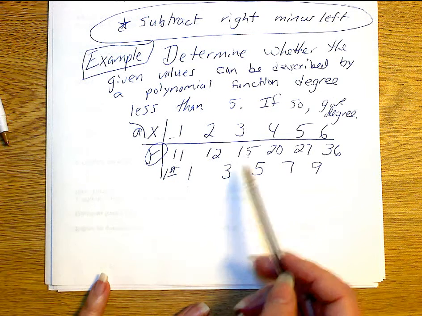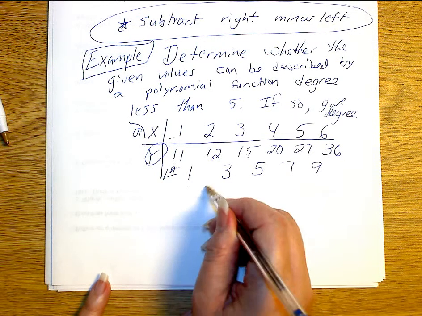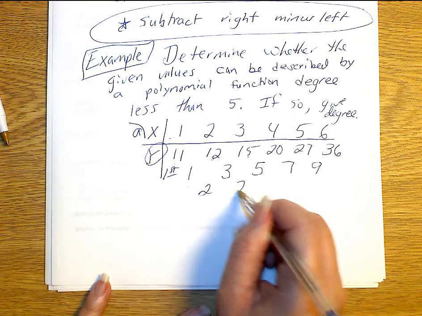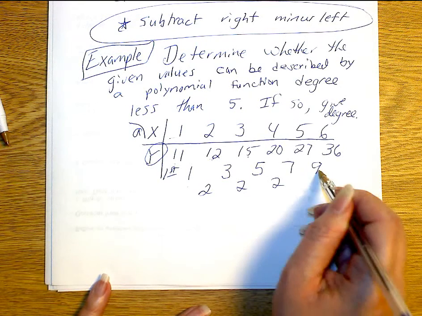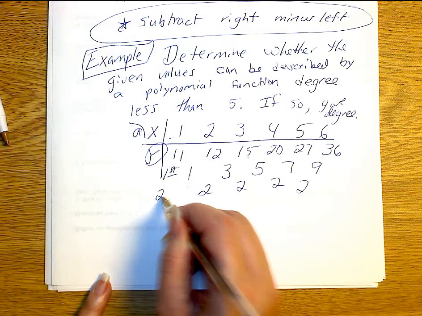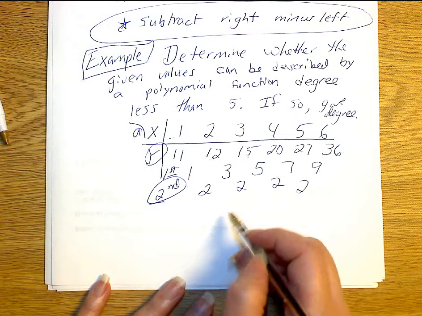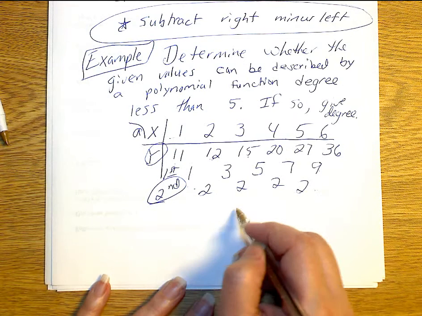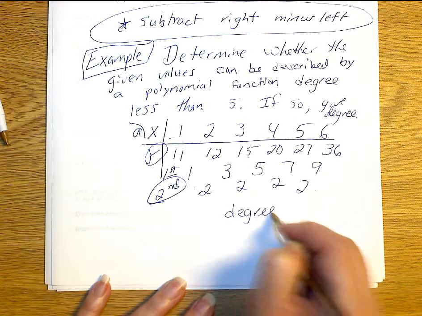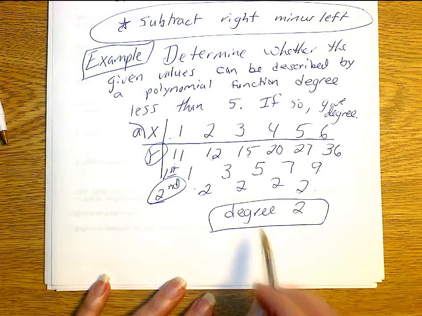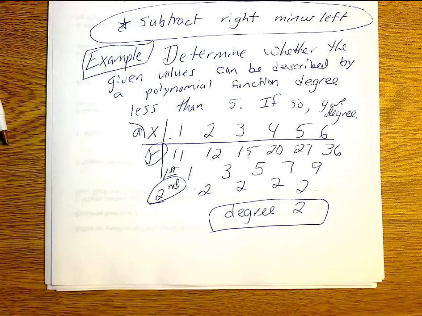Hopefully you got 3 minus 1 gives you 2. 5 minus 3, 2. 7 minus 5, 2. 9 minus 7 is 2. So this was my second time subtracting, and they're all the same. So that means it's degree 2. It's degree 2 because it's my second time subtracting, not because they ended up all being 2s. That just is a coincidence. They could be all 3s, they could be all 6s. It's the second time through subtracting. All right?